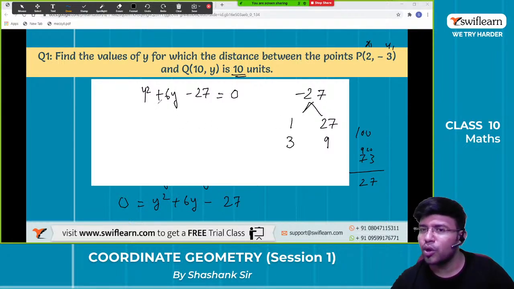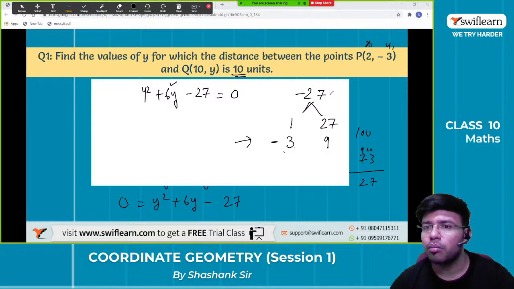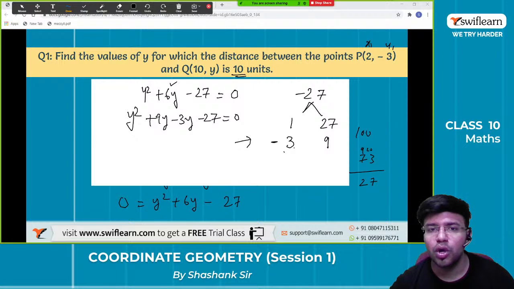The sum is positive, so the smaller number should have the negative sign. Let us choose this and we can check. So 9 minus 3 is 6. We got this, and minus 3 into 9 is minus 27. Yes. So on simplifying this, y square plus 9y minus 3y minus 27 is equal to 0.